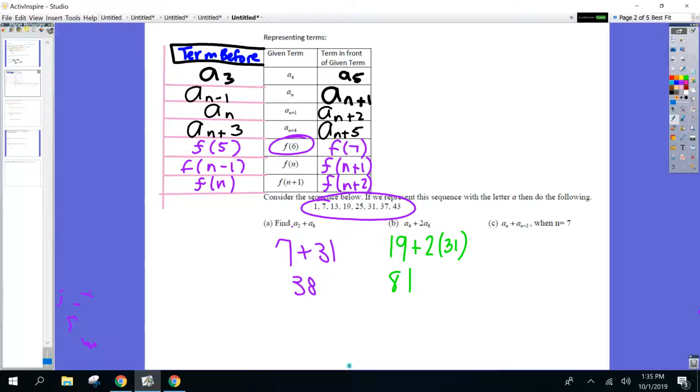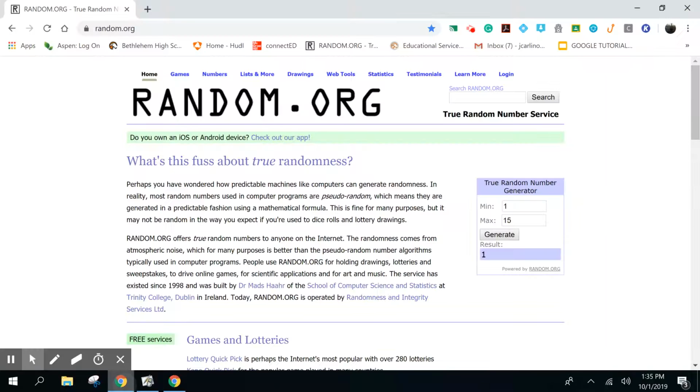Anybody have any issues yet? Okay, how about the next one? I got an plus an minus 3, but I tell you what n equals. 7. So where you see an n, plug in 7. 13 in the house. Here we go.